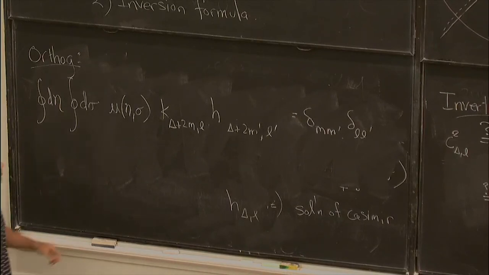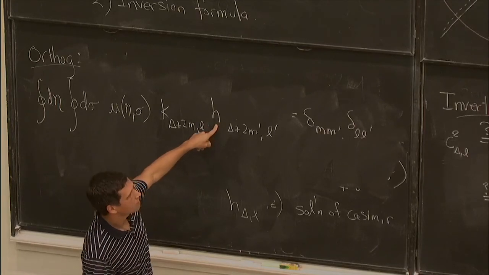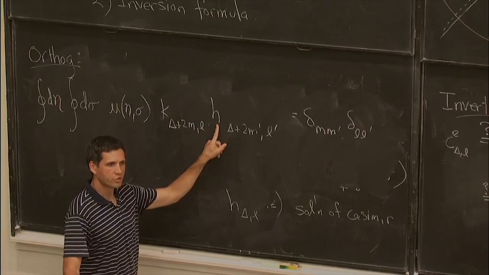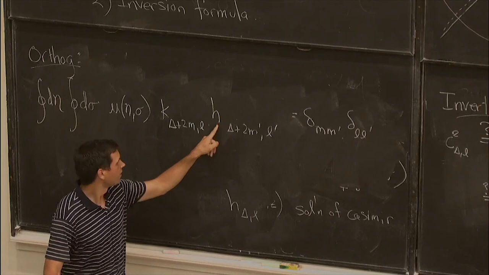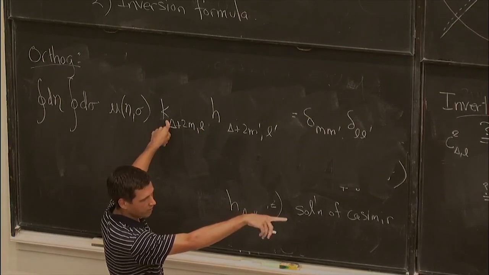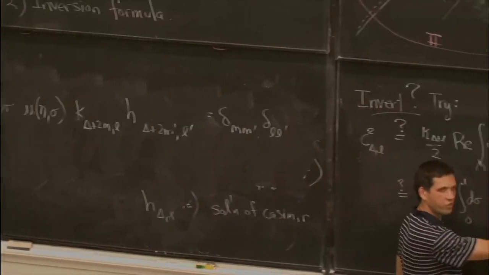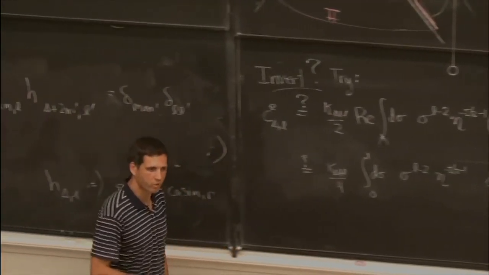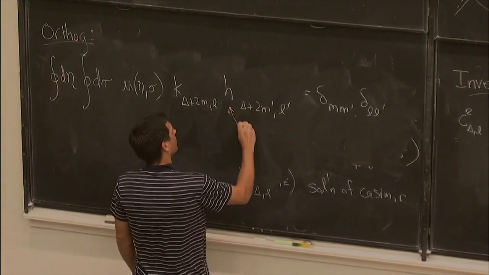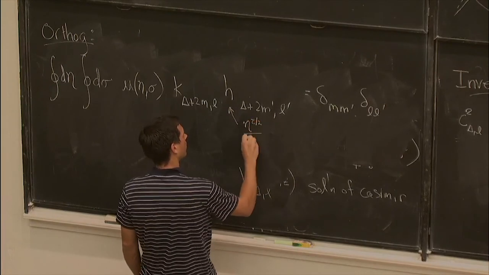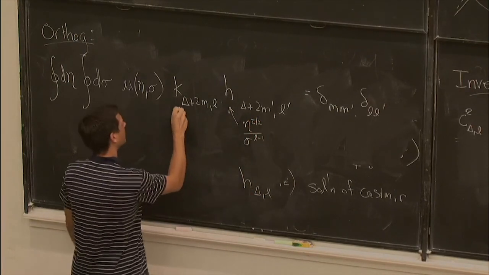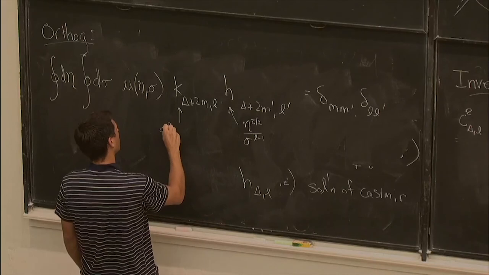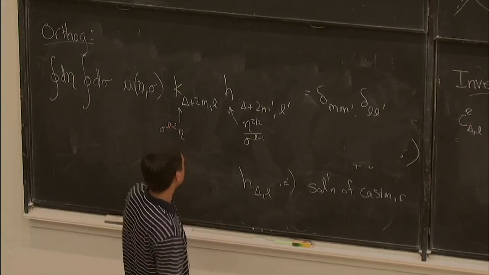So H is the thing that's showing up in the conformal block expansion. K is the thing I just talked about. It's what you get by starting with this kernel and then correcting it into a solution of the Casimir equation. So H is a solution of the Casimir equation that goes as eta to the tau over 2 over sigma to the L minus 1. And K is a solution of the Casimir equation that goes as sigma to the L minus 2, eta to the minus tau over 2 plus 1.